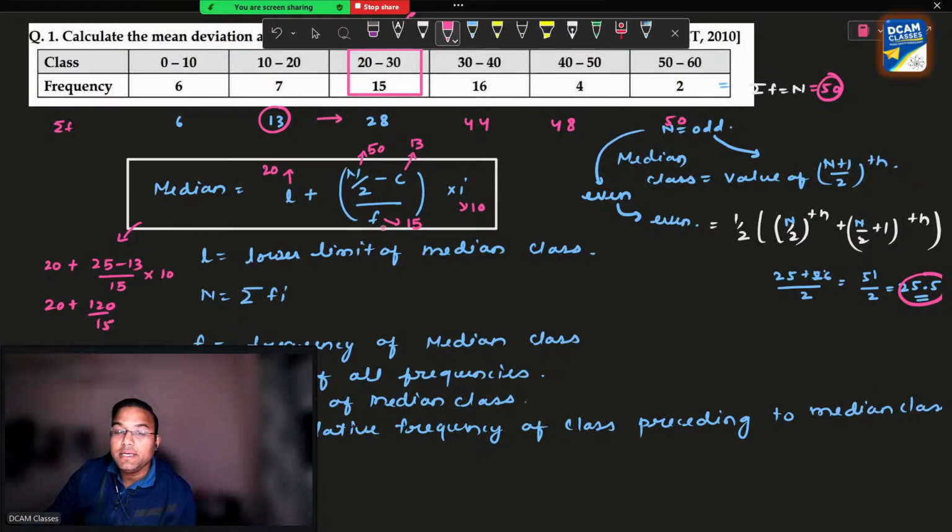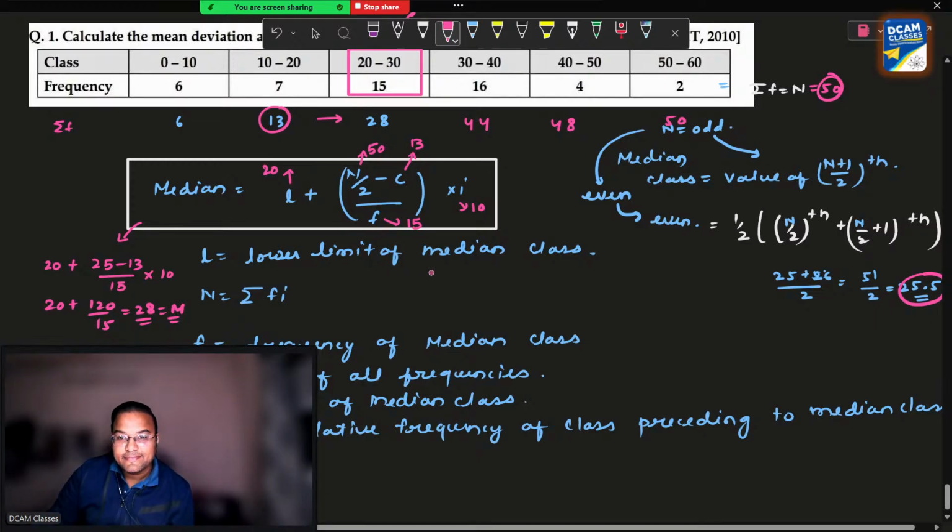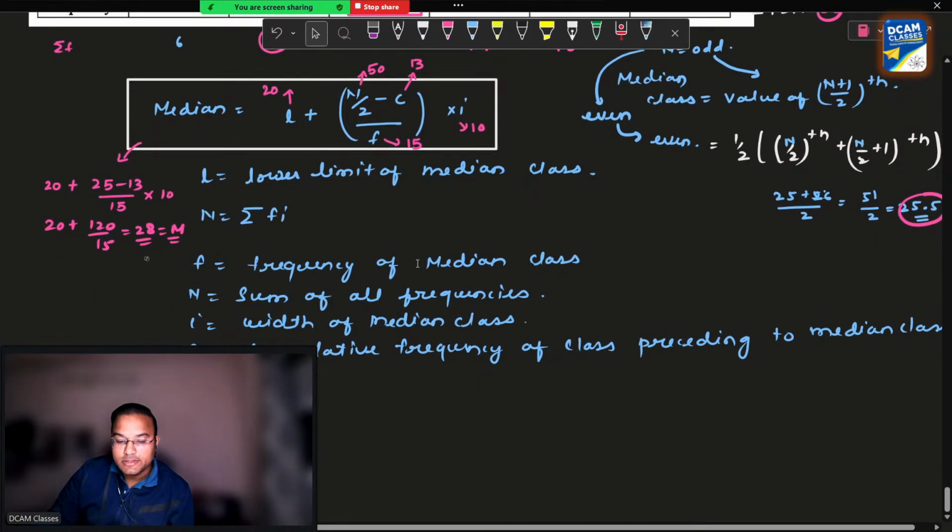Then you have to calculate the mean deviation. Yes, sir. I'm asking you what the answer is. Guys, did you get an answer? The answer is 10.16. I got it, sir.